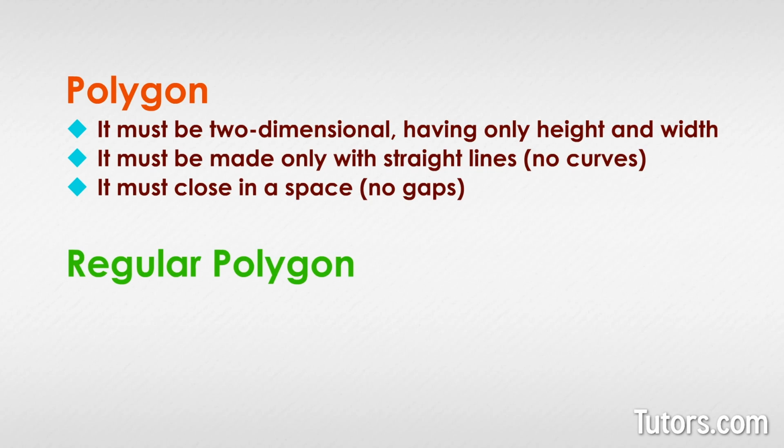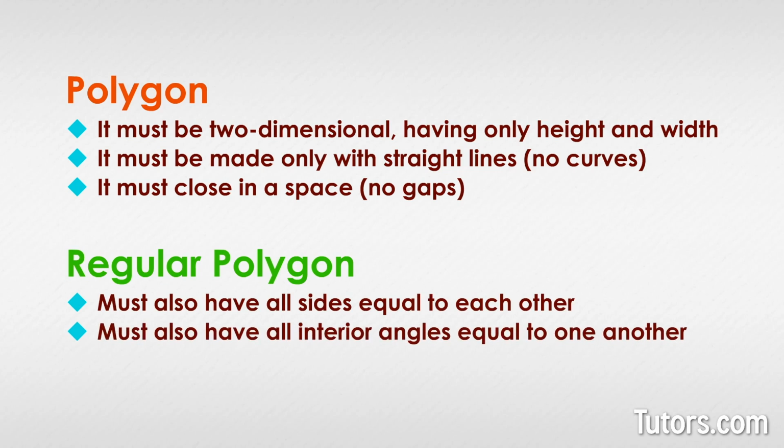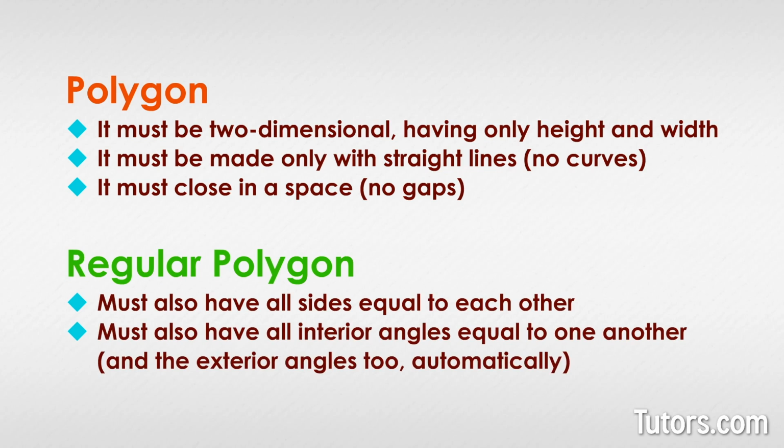To be a regular polygon, your polygon must also have all sides equal to each other. It must also have all interior angles equal to one another. That will automatically make the exterior angles congruent, equal to.